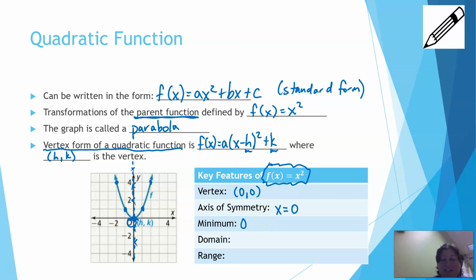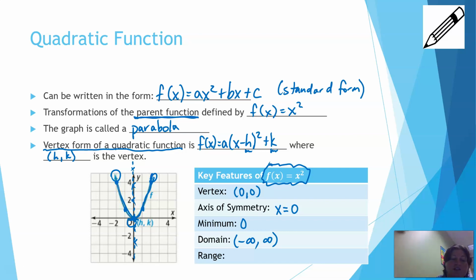Domain we talked about a lot last chapter. If I look at this graph coming from the left, it goes left forever, so it goes to negative infinity. It is continuous, okay, so if I chase it with my pencil, I don't have to pick it up at all. And then it keeps going on forever to the right. So it's from negative infinity to infinity.